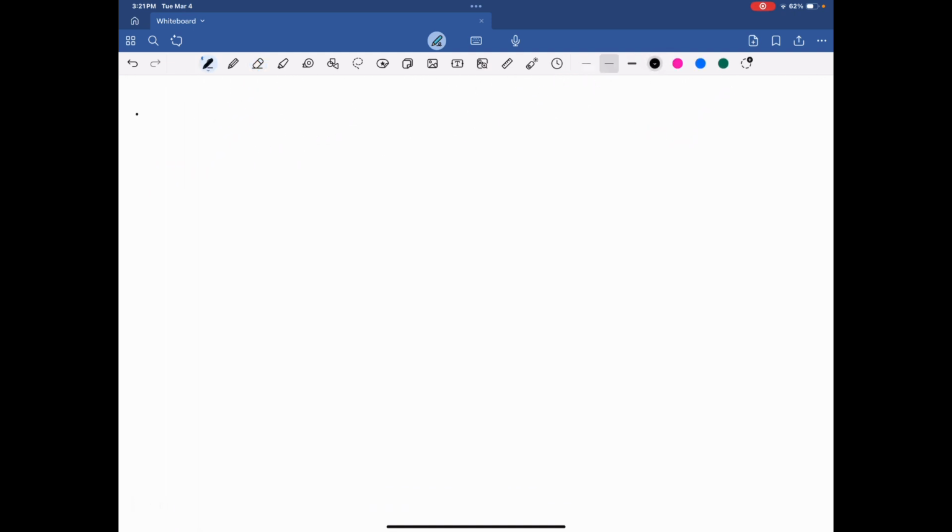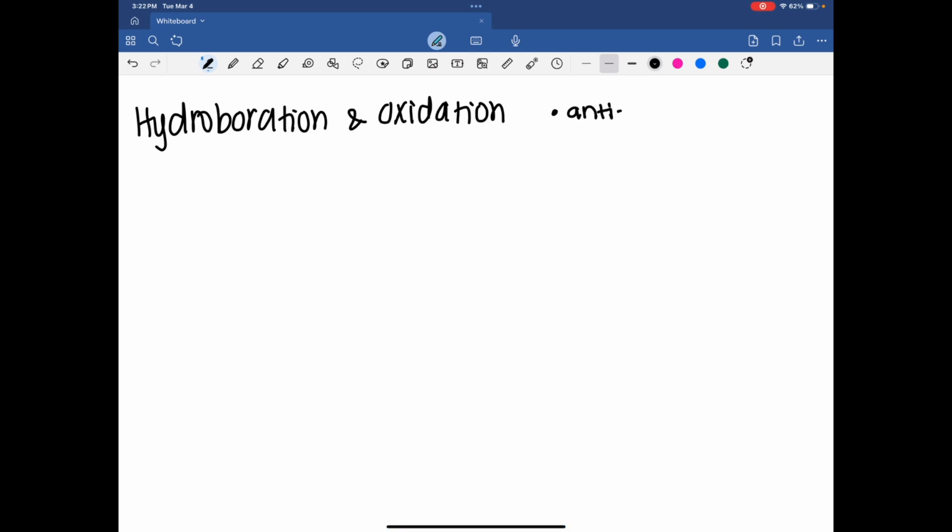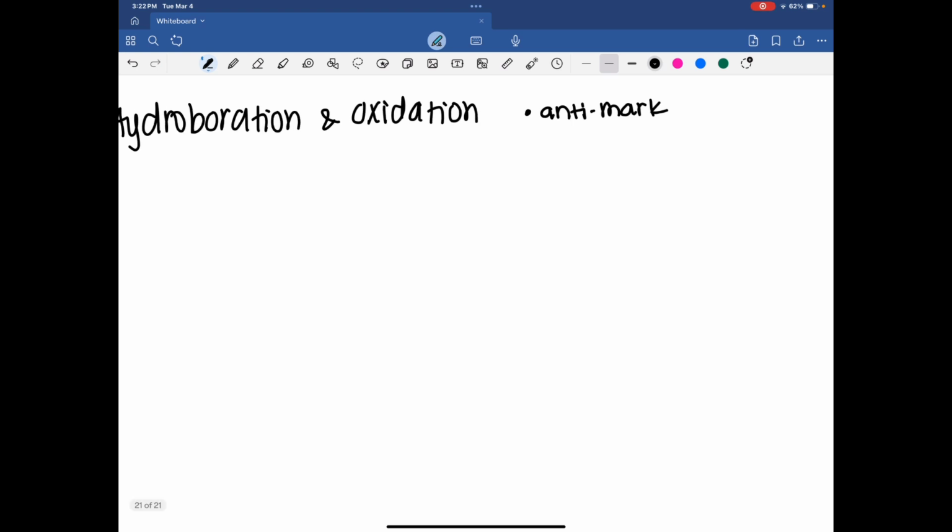Okay, let's do hydroboration and oxidation. For this one, what we need to remember is that this one is anti-Markovnikov. We're going to be adding an H on our more substituted carbon. And then for this one specifically, I need to memorize that I'm adding an OH to my less substituted side. And then I also need to remember that this is syn addition.